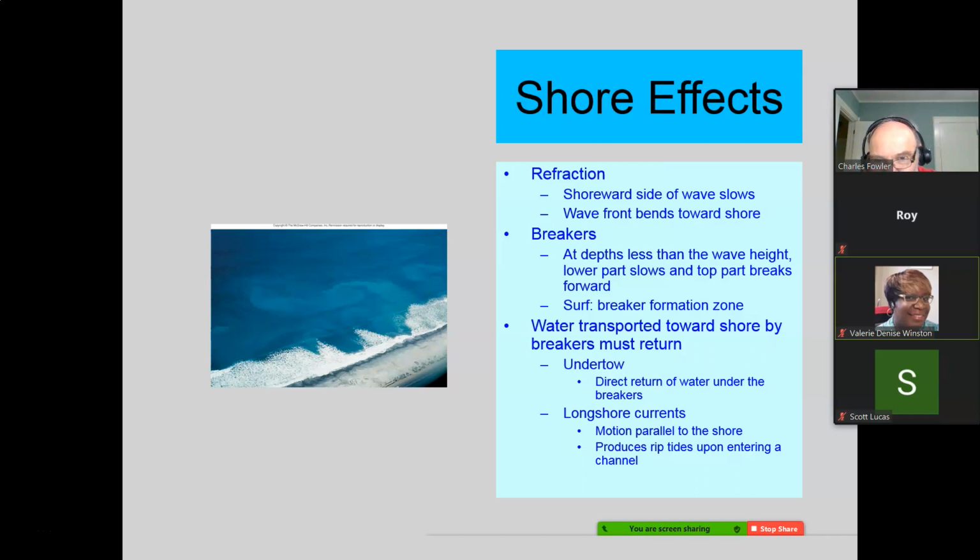Neither one of these are all that good, but what you can see is a little bit of that refraction. See here, that wavefront is close to the beach. Out here, it's further away. That's just a very small illustration of that refraction. That's the bending toward the shore. The wavefront bends toward the shore because it's coming from one direction, and the shore is lined up in a different direction.